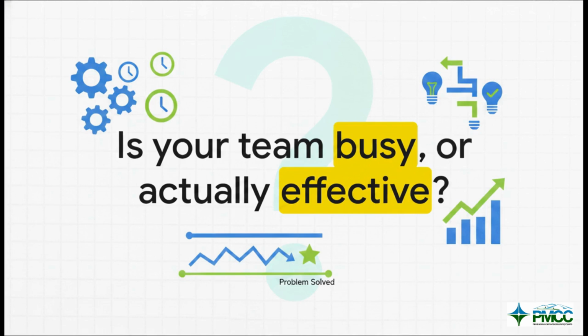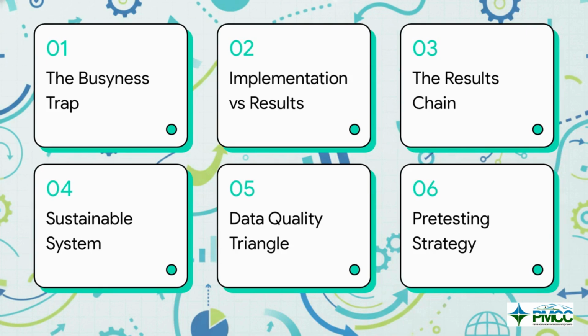It's incredibly common in development programs to see teams just working nonstop, basically running on a treadmill. But we really need to challenge that traditional management approach. Is all that hard work actually translating into solved problems? Let's get into it. Okay, here's our roadmap for today. We're going to cover the busyness trap, implementation versus results monitoring, the results chain, building a sustainable system, the data quality triangle, and we'll wrap up with pre-testing your strategy.